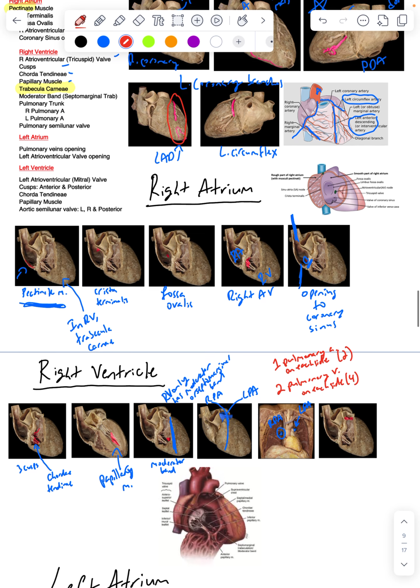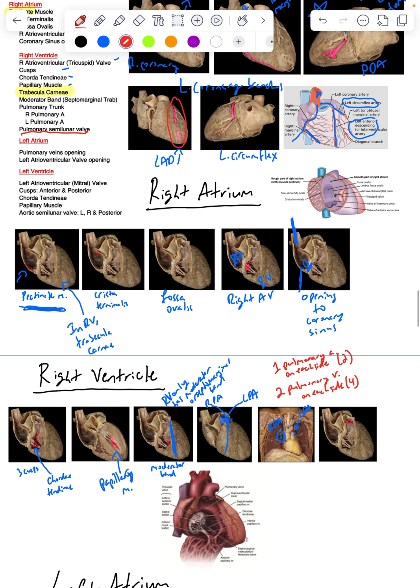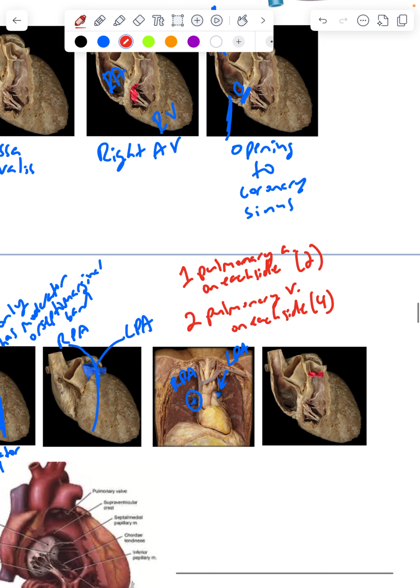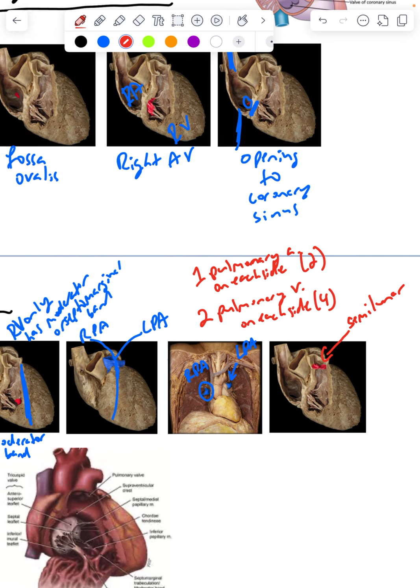And then the last thing she has on here is the pulmonary semilunar valve. So this is just this right here. If you look at it from the top or whatever, it has more of a semilunar shape. Looks like half a moon. So that's why they name it that.